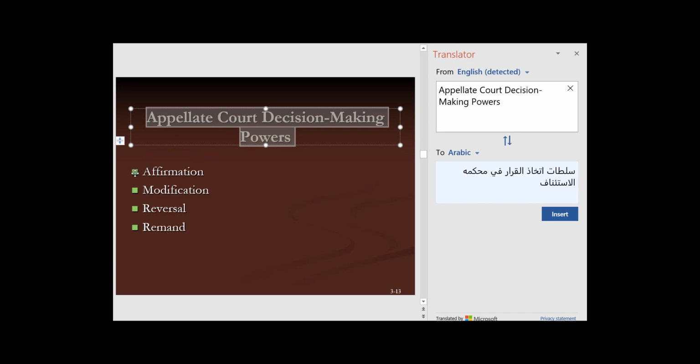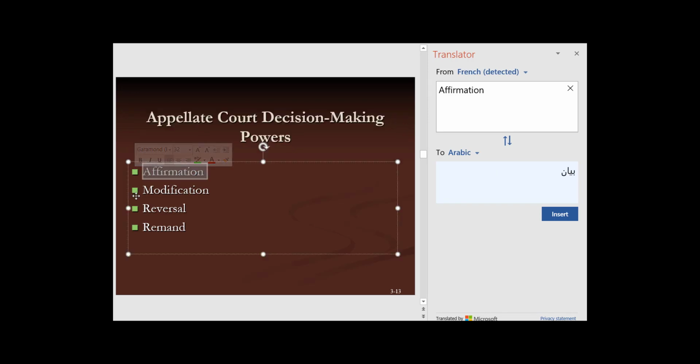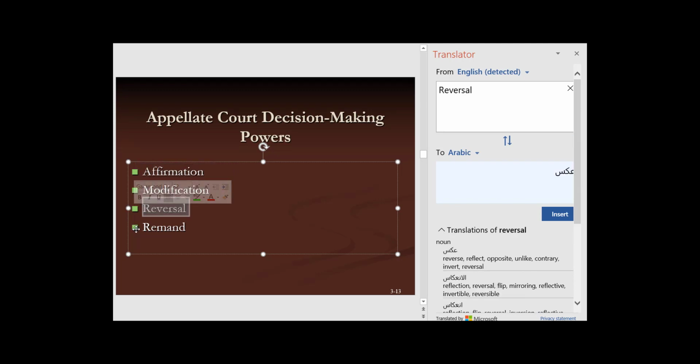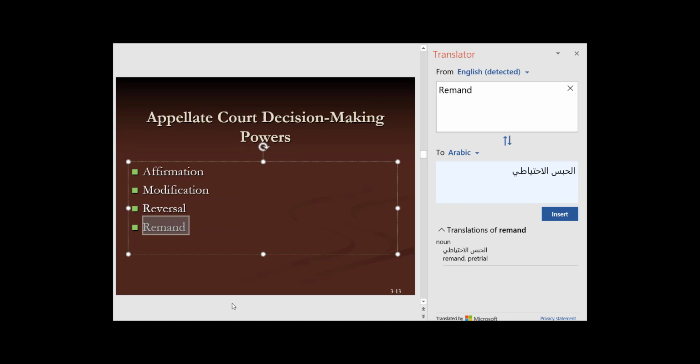Reversal means that the case is thrown back to the lower court, the trial court, because the judge made a big mistake or something. So it's reversed completely, 100%. And then the judgment from the trial court is what's called vacated. It's removed. You have to start all over again.